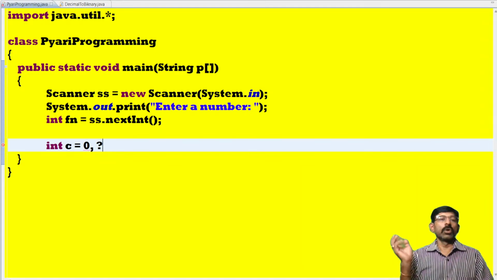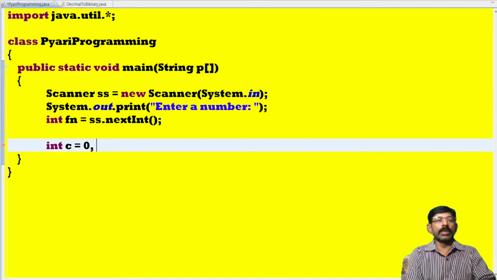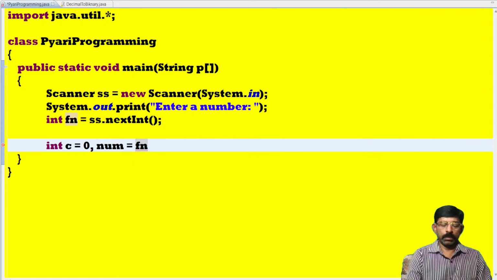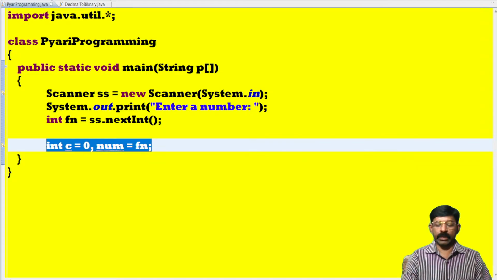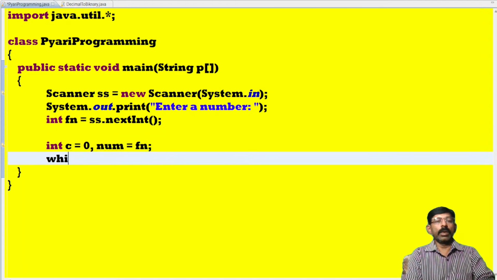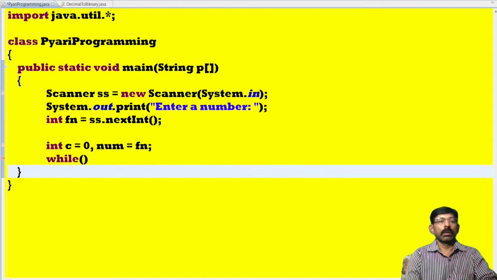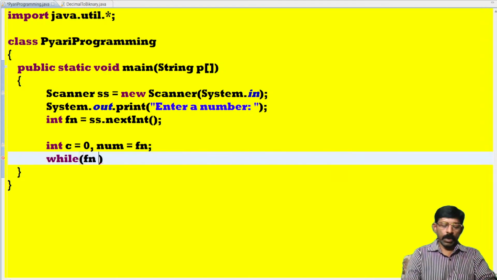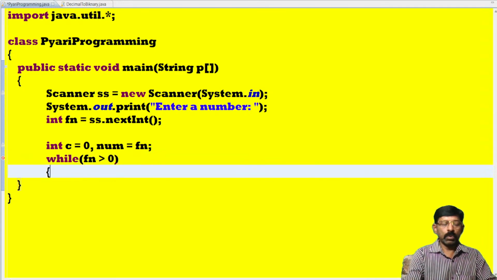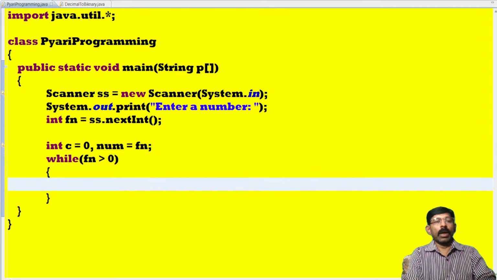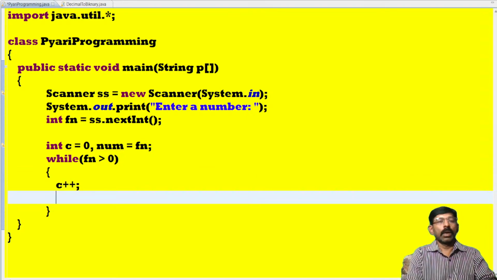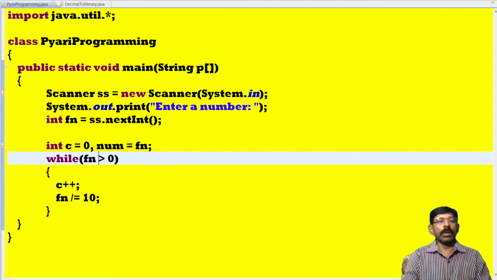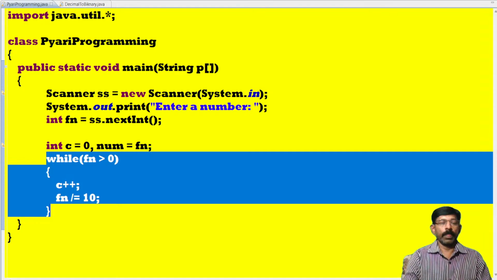Backup of a number. Yes, good. Because I want to count the number of digits, the number will become 0. So I will say NUM is equal to the first number. And I will count how many digits are there. So let's start. While number is greater than 0, then I will say counter plus plus, and I will say number divided equals 10. This will give me the number of digits of a given number.